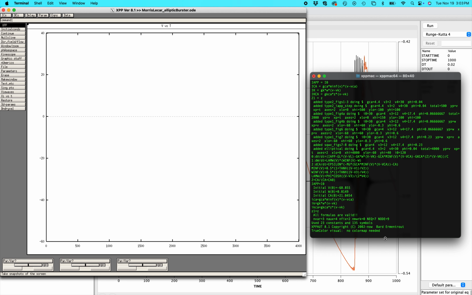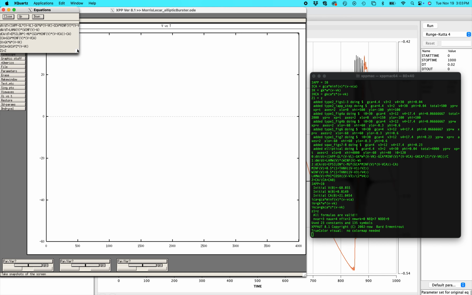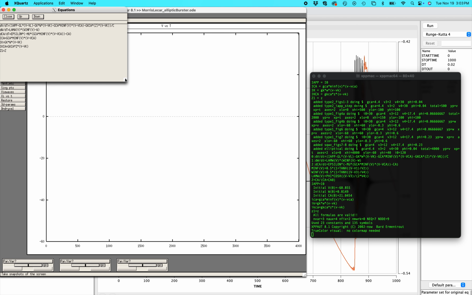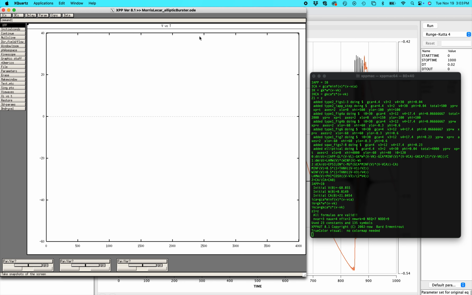So this is the Morris-Lecar. It's a little bit more difficult to read than my equation window in Berkeley Madonna. But there's an equations window here as well. They're definitely not as pleasant to read. I think I'll just close it. Let's see if we can get the bursting to work.